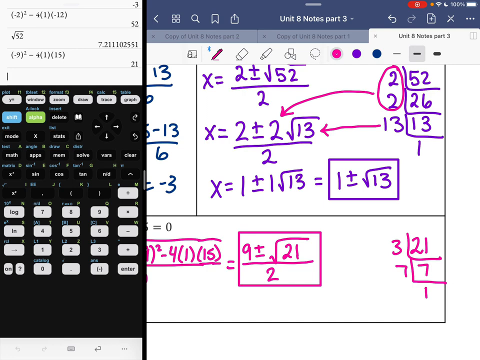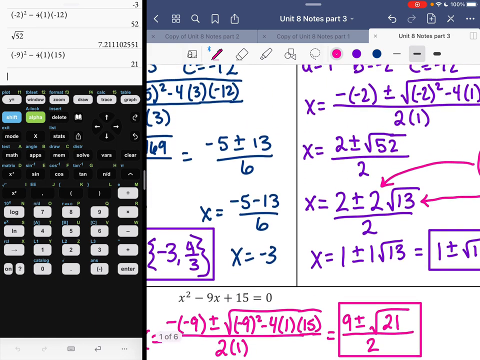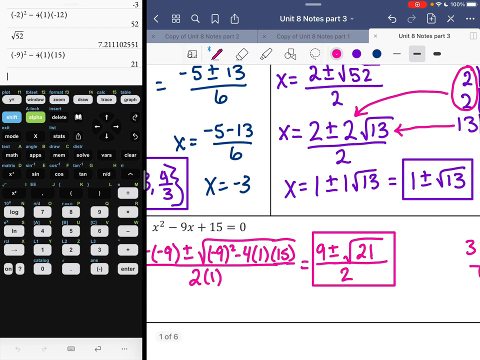Now this definitely is not one that you could find the answer by graphing because of that square root, nor could you find the answer by factoring, again, because of the square root. So you have to use this method of quadratic formula in order to get that answer. On the next page, we're going to do some that do not equal 0, and so we have to rearrange them before we can do any work.